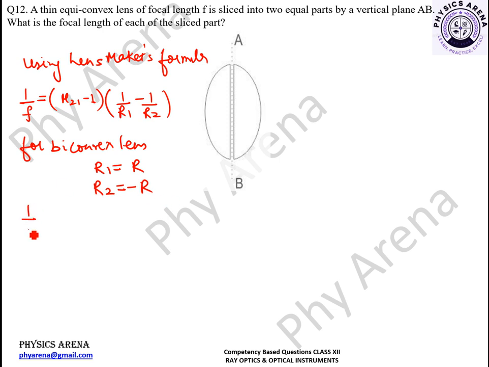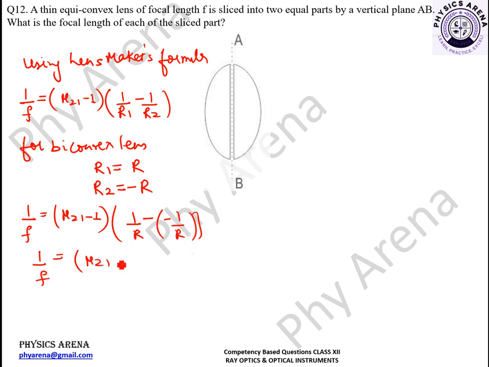So I can write 1 upon f is equal to (μ₂₁ minus 1) times (1 upon R minus of minus 1 upon R). And it becomes 1 upon f is equal to (μ₂₁ minus 1) times 2 divided by R. So f is equal to R upon 2(μ₂₁ minus 1). This is my equation number 1.